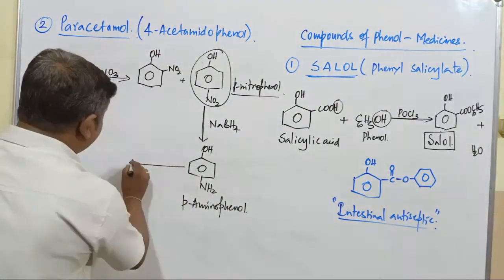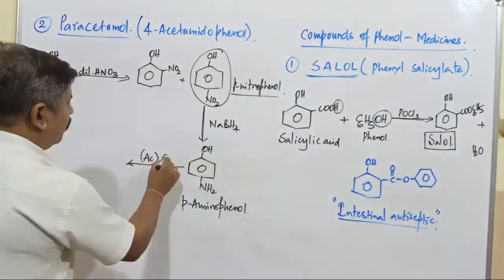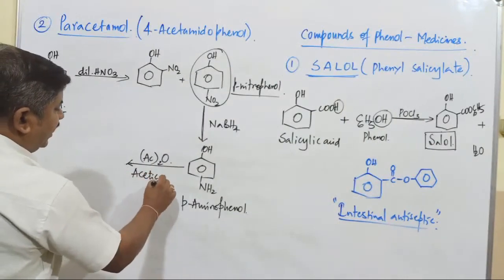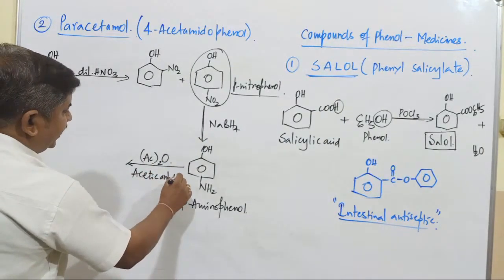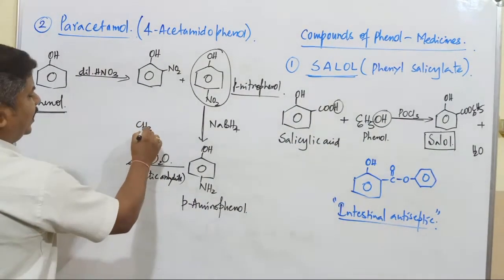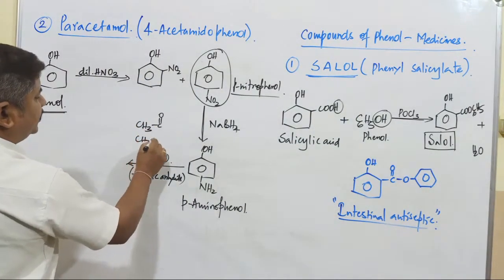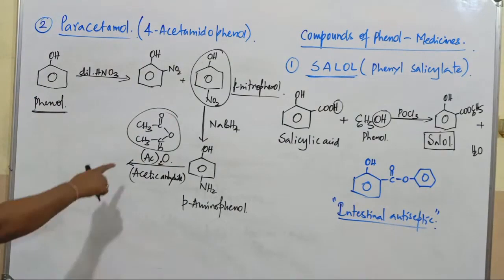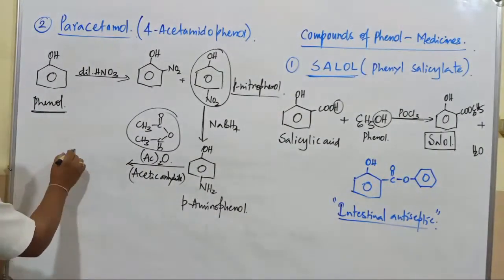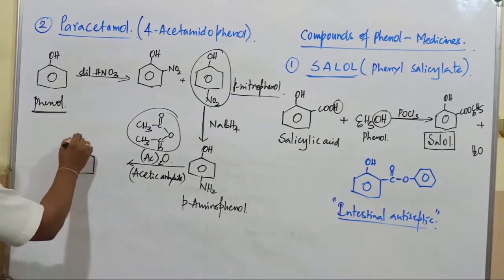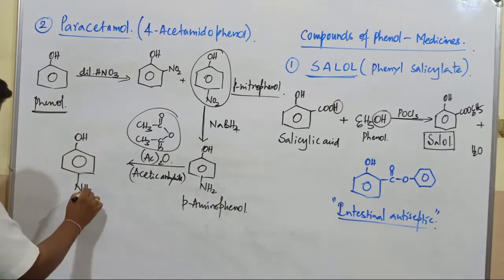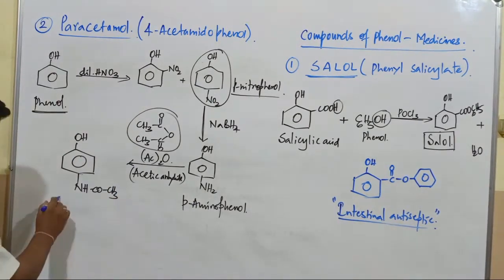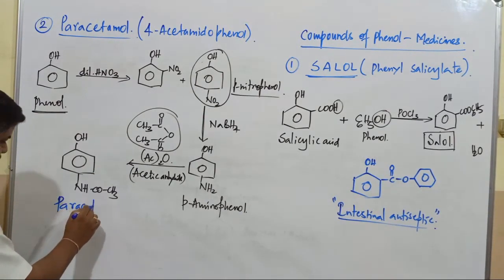Para-aminophenol. Further, this compound is treated with Ac2O. What's the name of this reagent? Acetic anhydride. Already we have used acetic anhydride in the esterification reaction. CH3C double bond O, CH3C double bond O, with oxygen in between. This compound is called acetic anhydride. When acetic anhydride is treated with para-aminophenol, the product is OH and NHCOCH3. Now this compound is known as paracetamol.